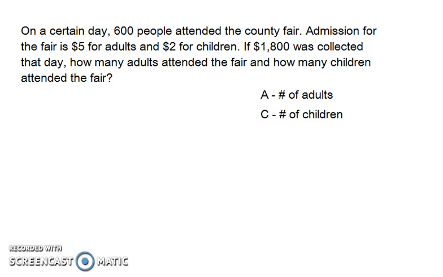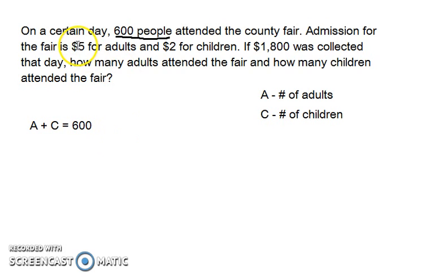Alright, so if we know that 600 people total attended the fair, that means that our number of adults plus our number of children should equal 600, because that's the total number of people that attended the fair.